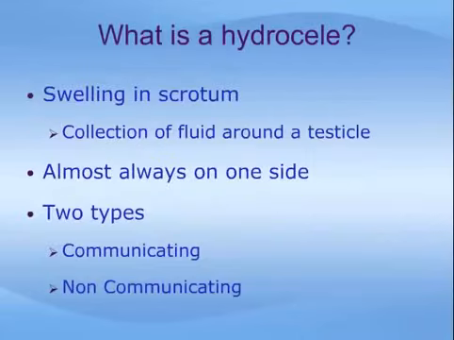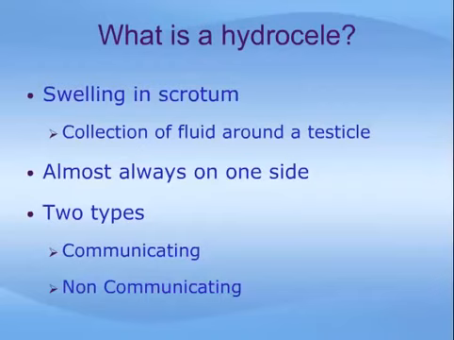There are two types of hydrocele. One is a communicating hydrocele, a swelling in the sac containing the testicle. The other is a non-communicating collection of fluid around the testicle. This illustration shows the normal male side only. If you look at the top of the scrotum, you will see that there is a connection to the abdomen.